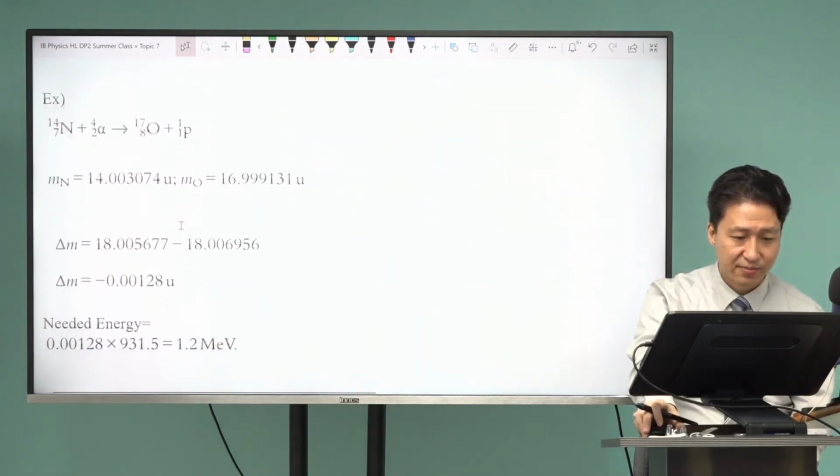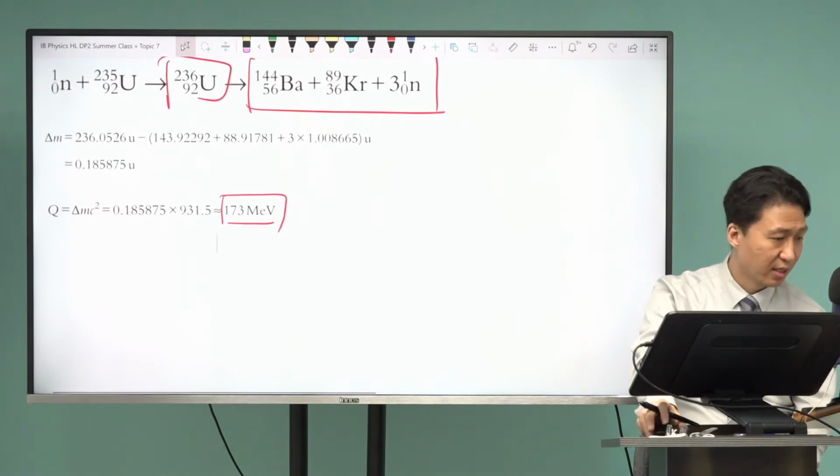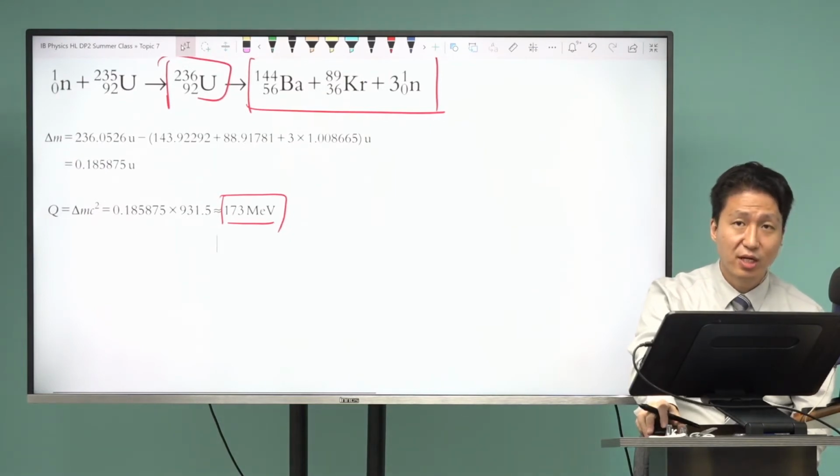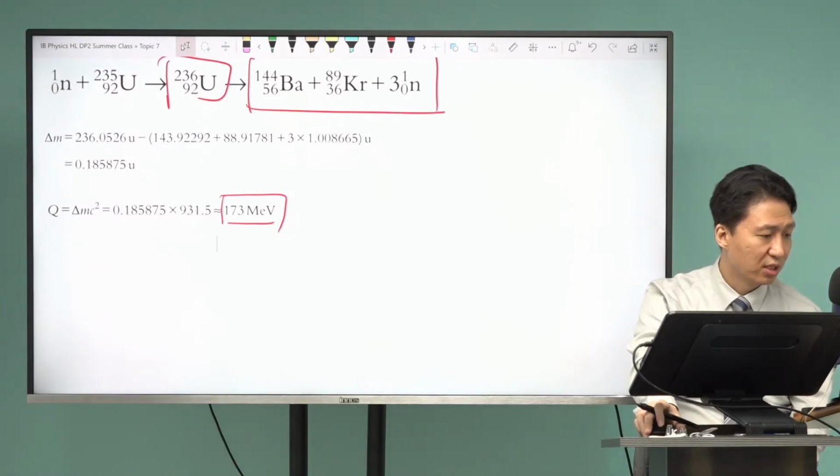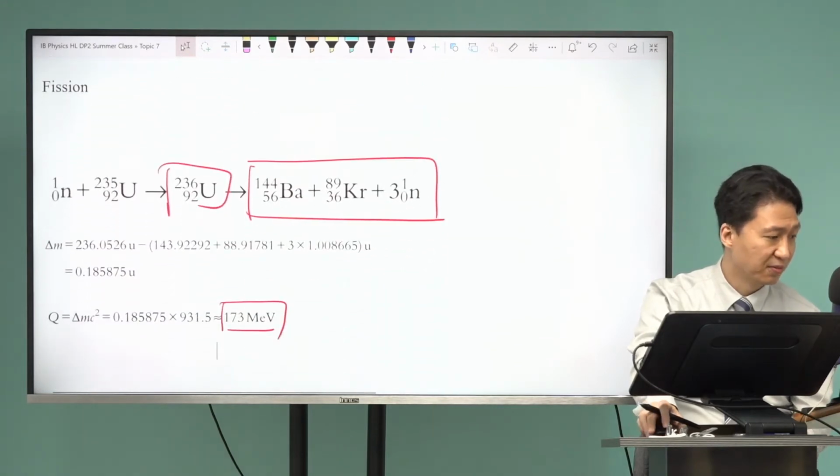Let's go back down. At this point, are there any questions related to this concept of nuclear fission?